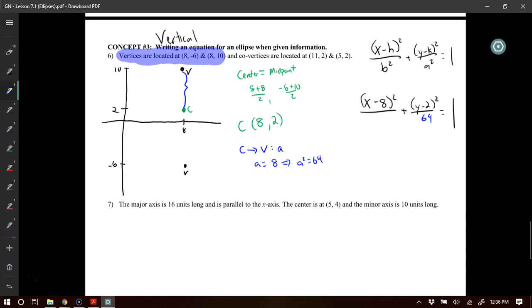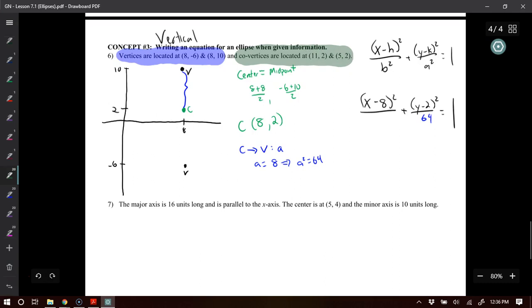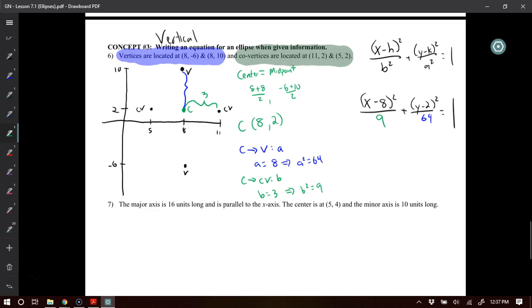The counting pattern, it's the visual pattern on it. What about your co-vertices? If I have my co-vertices at 11, 2, and 5, 2, let's plot them. So it doesn't matter scale. Here's 11, 2. This is a co-vertex. Here's 5, 2. Well, how does that help us? Well, the distance from the center to a co-vertex is b. So hold on, how far away is 8 from 11? That's 3 units. So in this case, b is 3. So then b squared is 9.